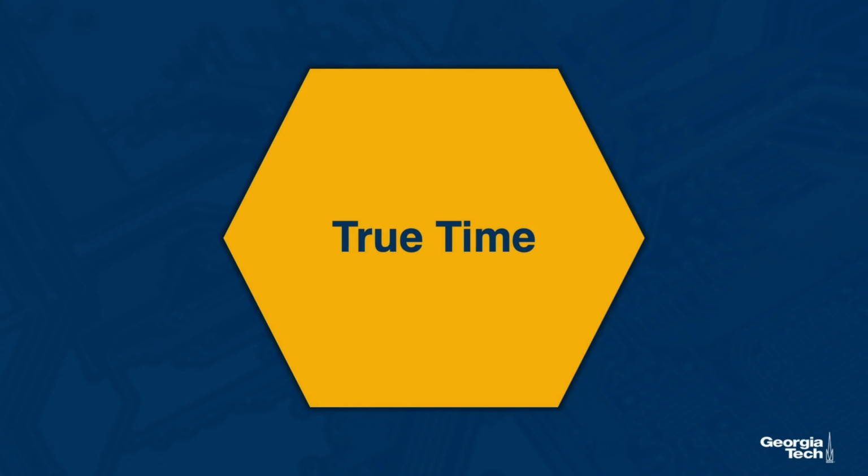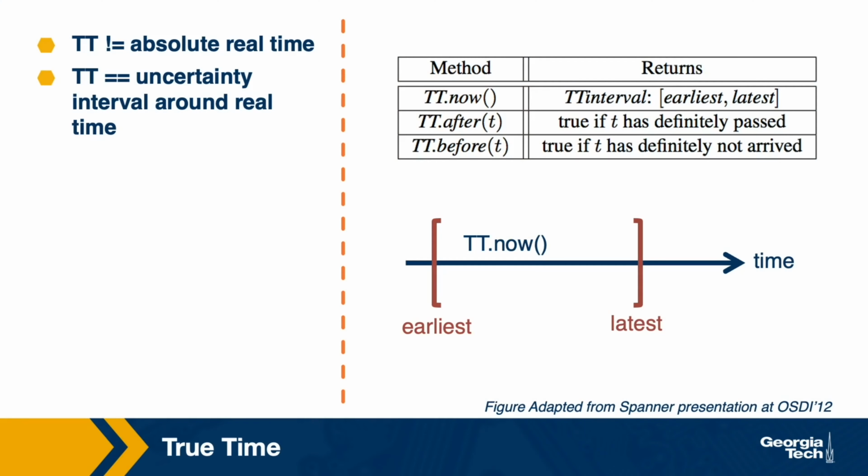Instead, Google uses a concept called TrueTime. TrueTime does not correspond to some absolute real time. Instead, it indicates some uncertainty interval around the real time. For instance, with real time, we have the concept of just reading the real time and finding out what time it is now. With TrueTime, we can perform several operations. We try to find out TrueTime now. This will return an interval, which will give us what the earliest and the latest real time could be at a given point of time.